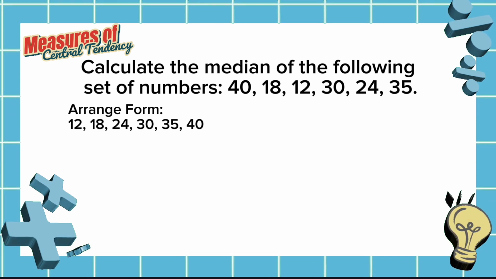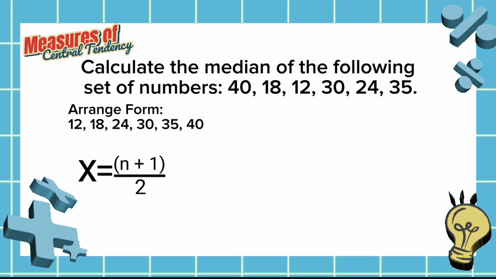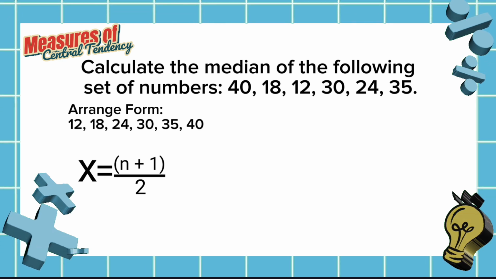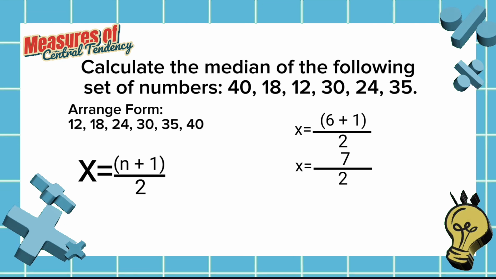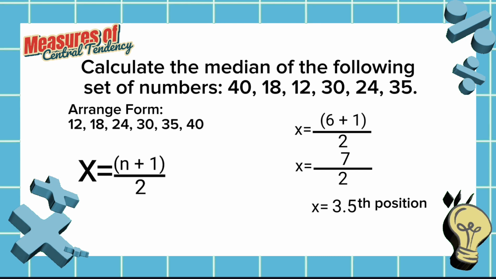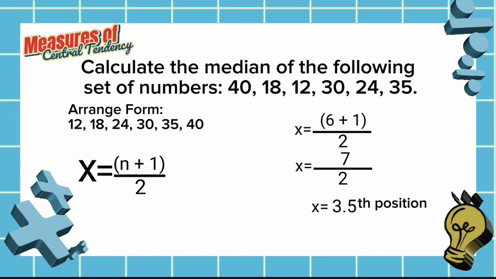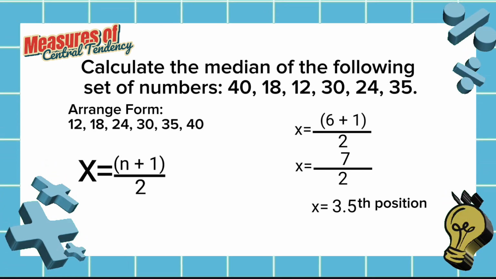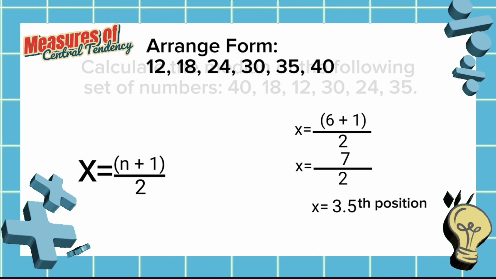We must use the formula x equals n plus 1 over 2. The n is the number of scores or values, and since we have 6 values, the n value will be 6. 6 plus 1 equals 7, divided by 2 equals 3.5. 3.5 is the position where we should find our median. Next, let's go to where the position is, which is around the middle of 24 and 30. Use the final formula to find the median.